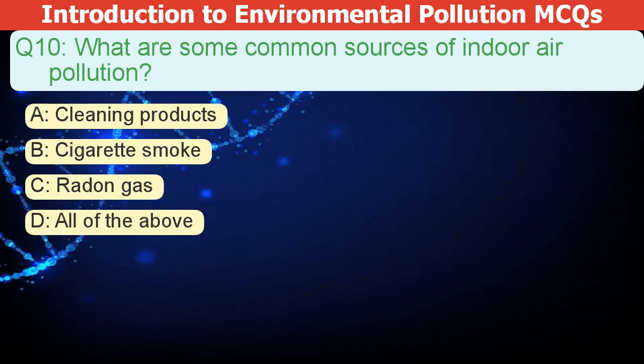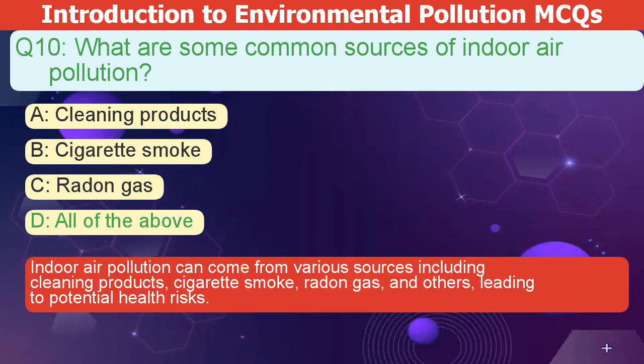What are some common sources of indoor air pollution? A. Cleaning products. B. Cigarette smoke. C. Radon gas. D. All of the above. The correct answer is D. Indoor air pollution can come from various sources including cleaning products, cigarette smoke, radon gas, and others, leading to potential health risks.